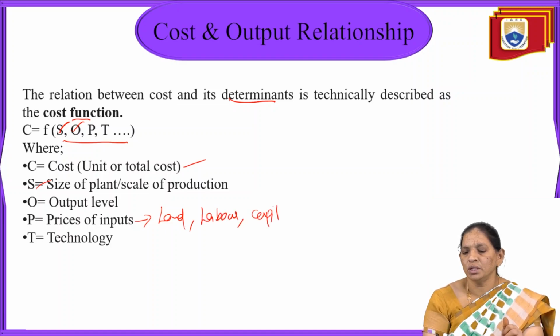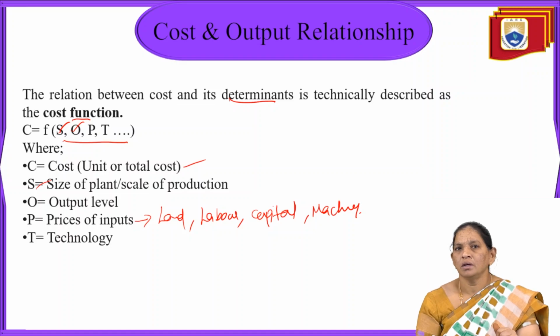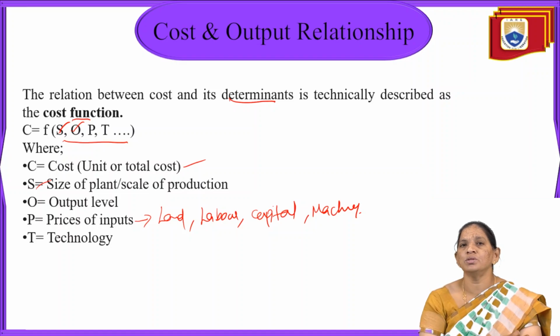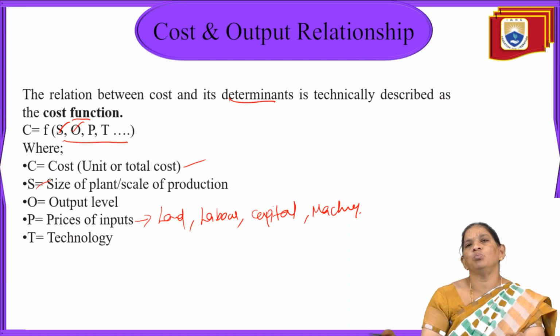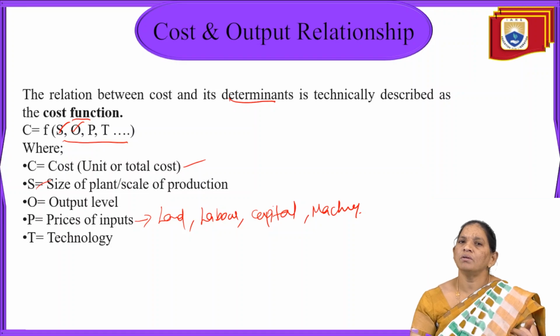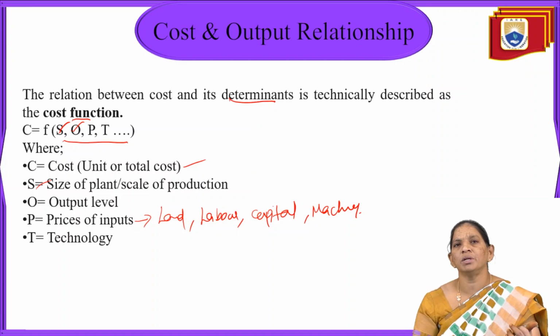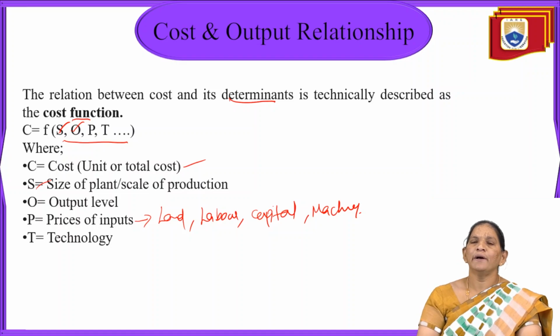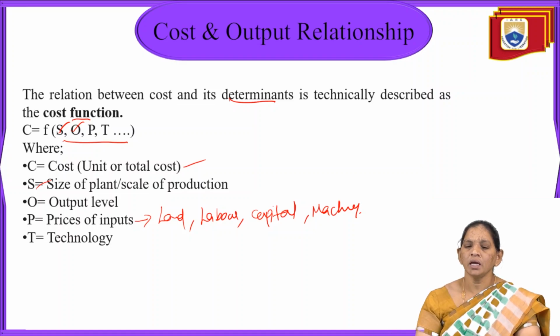So as we know, the factors of production, or maybe the inputs we are using in the cost, we will call the prices of those inputs. Another important one is technology, the change of technology or various types of technological machinery they are utilizing. So the technological factor is also one of the important determinants we can consider in this cost function.